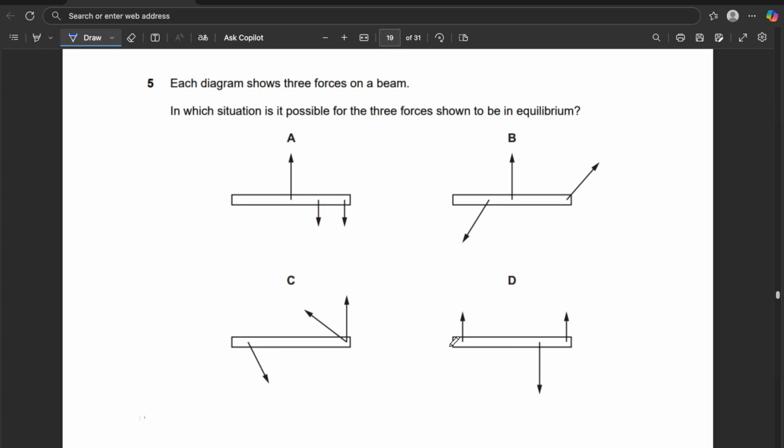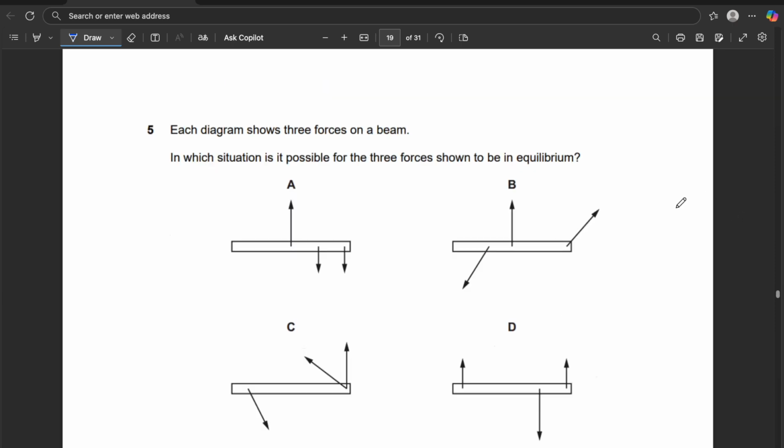Each diagram shows 3 forces on a beam. In which situation is it possible for the 3 forces shown to be in equilibrium? Okay, so for something to be in equilibrium, we know 2 conditions, right? The resultant force is 0 and the resultant moment is 0.